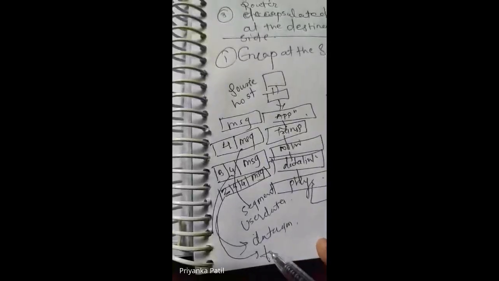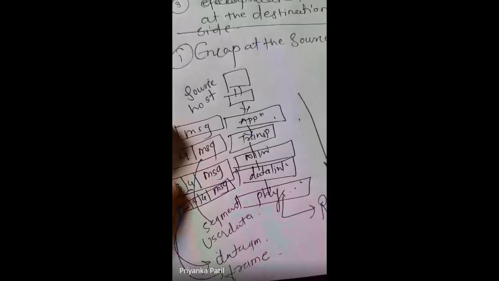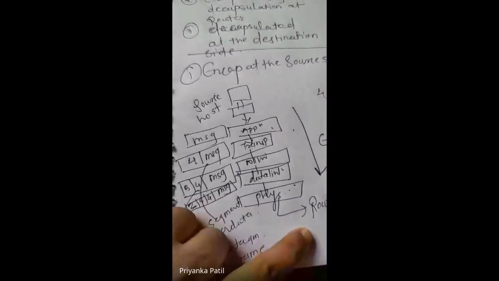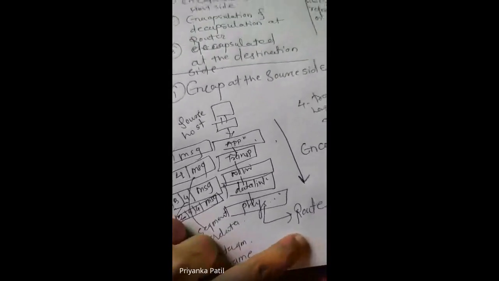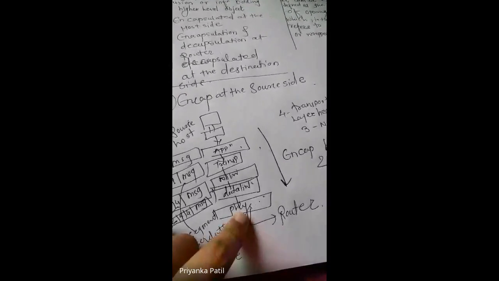The data link layer header consists of the link address of the host to the next hop, meaning the next router. That router is transmitted over the network. So this frame is then passed on to the physical layer for transmission. This process is conducted at the source side, which is the encapsulation process. Next we discuss the encapsulation and decapsulation process at the router side.